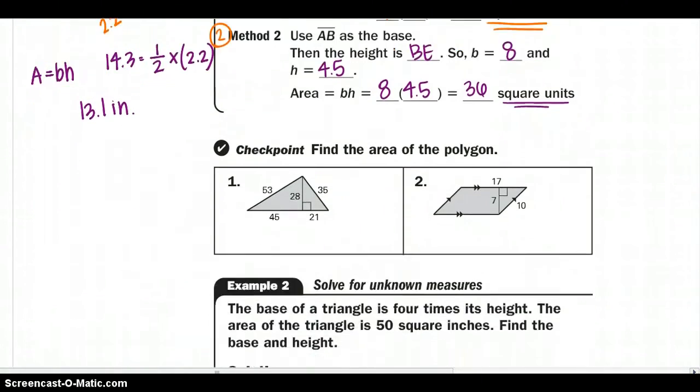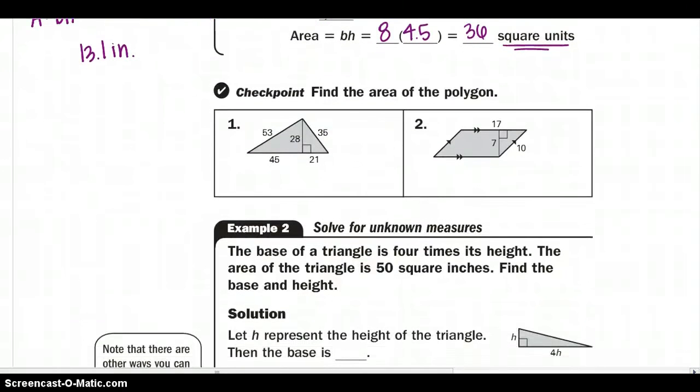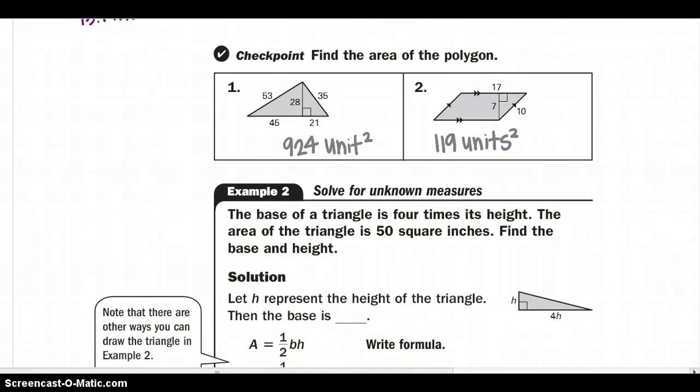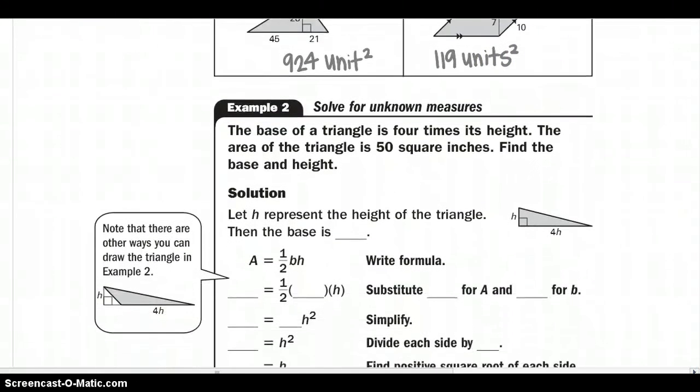You can go ahead and pause this, do checkpoint 1 and 2. And the answers you should get to be these answers below. So check yourself, and if you have any questions, you can always come and ask me at a later time. Let's keep on moving to example 2.